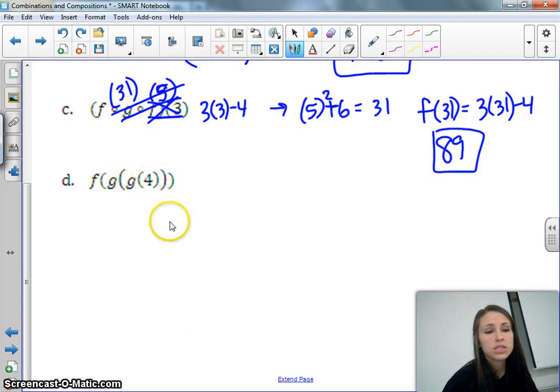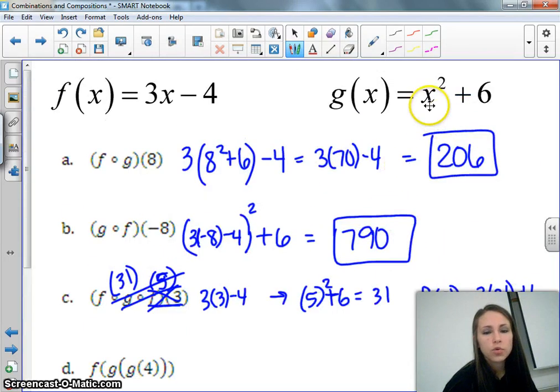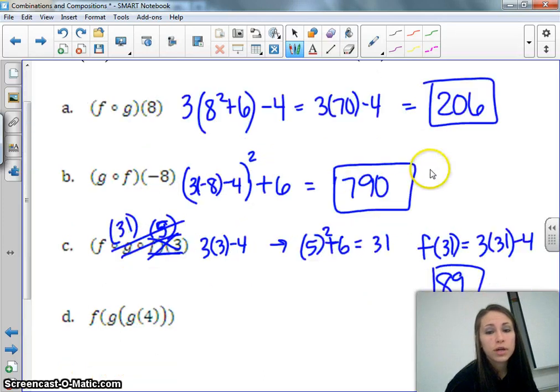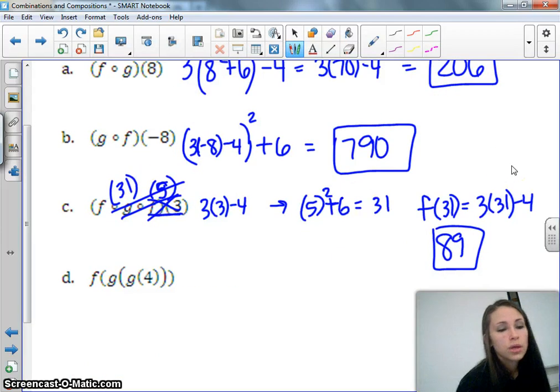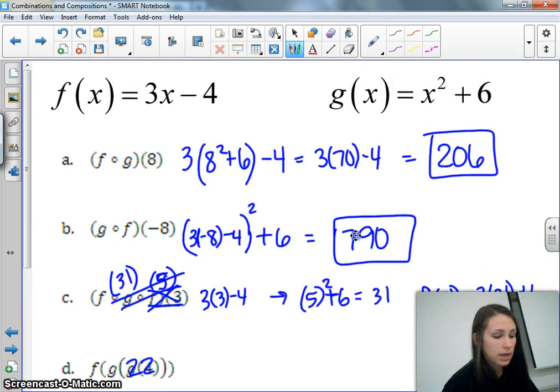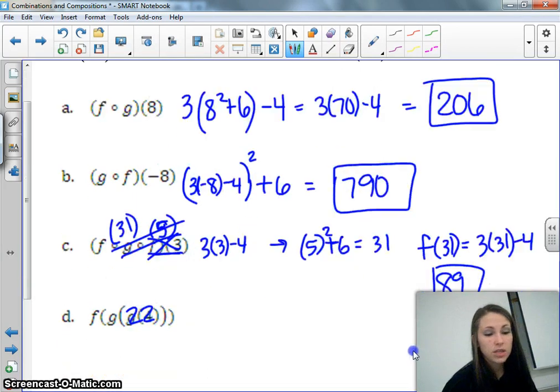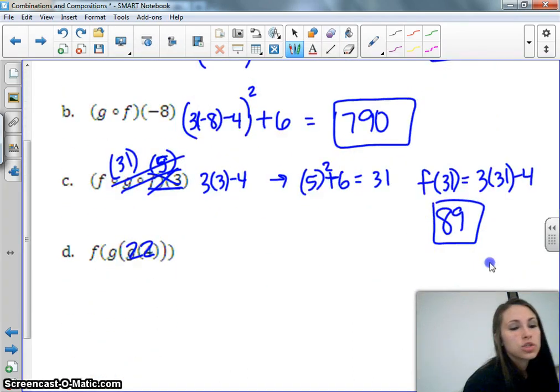So we're going to do this one the same way. g of 4. This is telling me to plug 4 in for g. So if I plug 4 in for g, that'd be 4 squared, which is 16. And so 16 plus 6 is just going to be 22. And so really this is just 22 here. And so now I'm doing g of 22. So I'm plugging it back in here. So I'm going to do 22 squared plus 6. And if you type that in, 22 squared plus 6 is just 490.